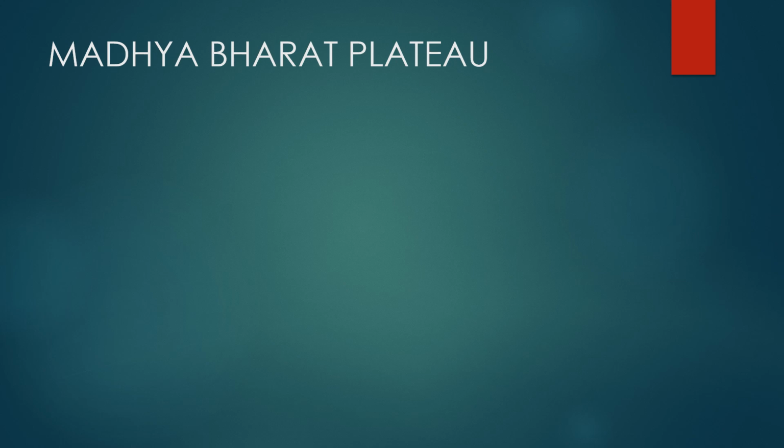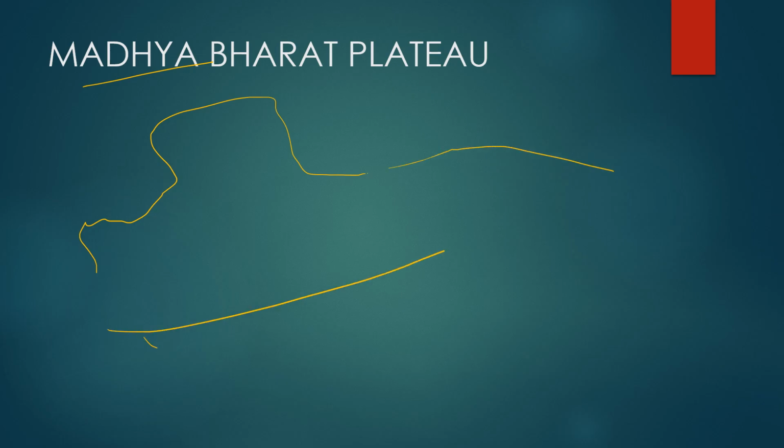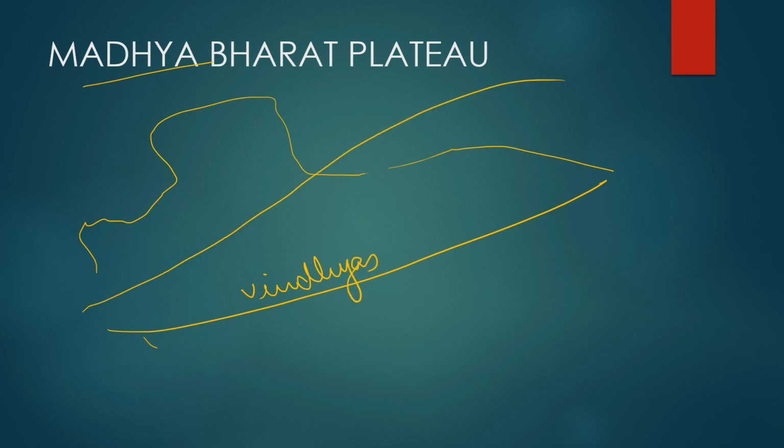Moving to the next one, that is Madhya Bharat Plateau. So how is this Madhya Bharat Plateau formed? This is the map. Here we have Vindhyas. If Vindhyas go like this, some parts will also fall in the Madhya Bharat Plateau region. These are some scraplands of the Vindhyas. Chambal crosses this region. A major river which crosses this is Chambal.